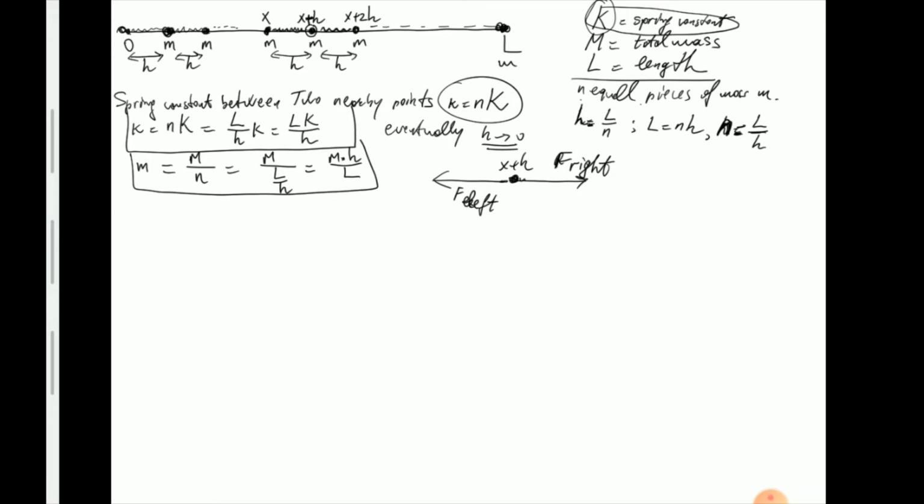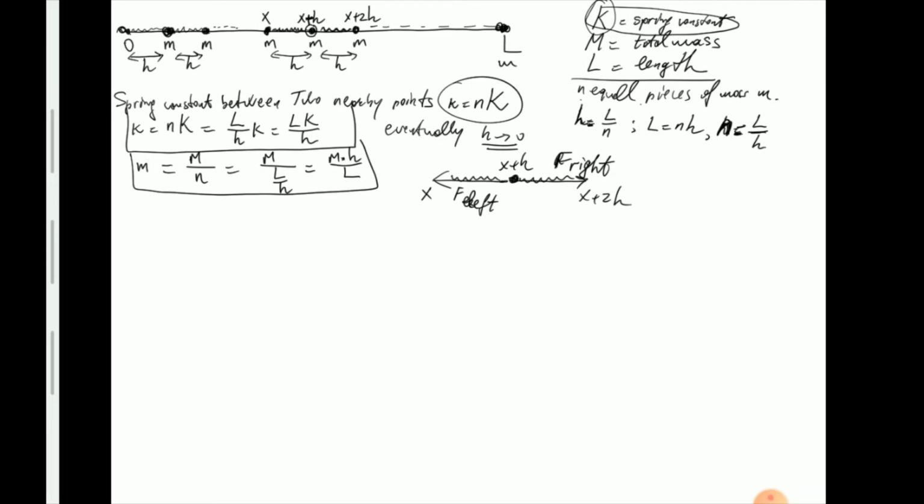So if I look at the object here at coordinate x plus h, that's surrounded by two strings, and those two strings are connected to two more points, right? The one at x plus 2h over here, and the other one at coordinate x over here.